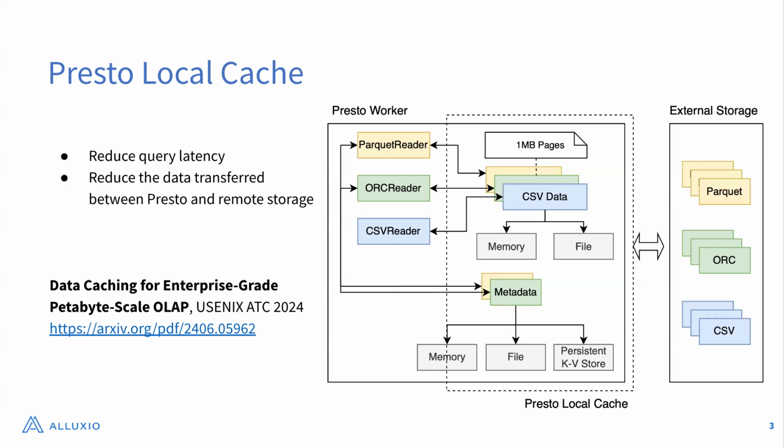Meanwhile, recently, with the joint efforts from Alluxio, Uber, and Meta, we published a paper at USENIX ATC 2024 titled Data Caching for Enterprise-Grade Petabyte Scale OLAP, in which we show the power of the local cache to help improve the system performance and also to enhance the cost efficiency in this paper.